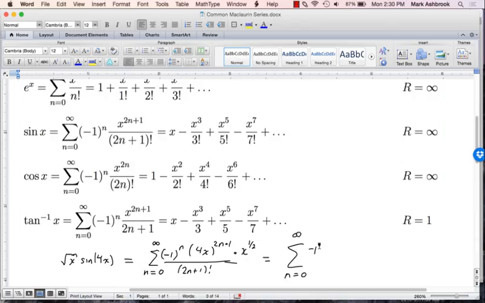So we'll have negative 1 to the n. And let's get this 4 out. So it would be 4 to the 2n plus 1 and x to the 2n plus 3 halves. So your exponent of x is 2n plus 3 halves, right? Because you'd be multiplying x to the 2n plus 1 times x to the 1/2. So you're multiplying by another half power of x, so that would be adding 1/2 to that, all over 2n plus 1.